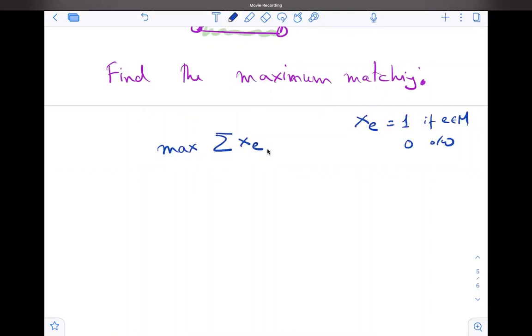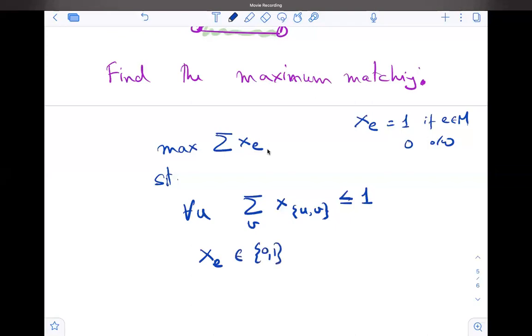And I want to maximize the number of edges picked such that it's a matching. How can you ensure that it's a matching? For all vertices u, look at the set of x_uv, all of them that are going out of u or adjacent to u. This sum must be less than or equal to 1. It cannot have more than 1 edge in that. Now, of course, the problem is that x's are either 0 or 1. Is this clear?